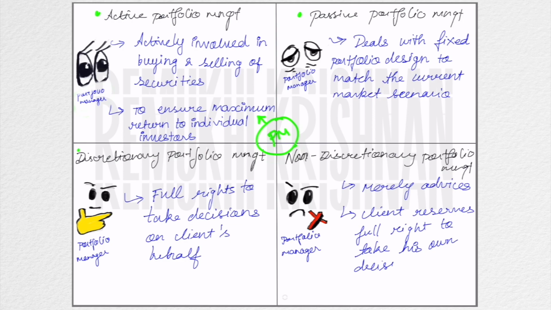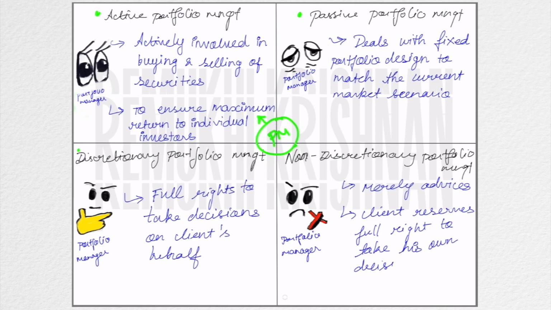Whereas under passive portfolio management, the portfolio manager deals only with a predefined portfolio design. So he won't be actively buying and selling. There will be a predefined portfolio basket, which will have a certain percentage of this particular stock and a certain percentage of that particular stock. There will be no active course of buying and selling of securities.